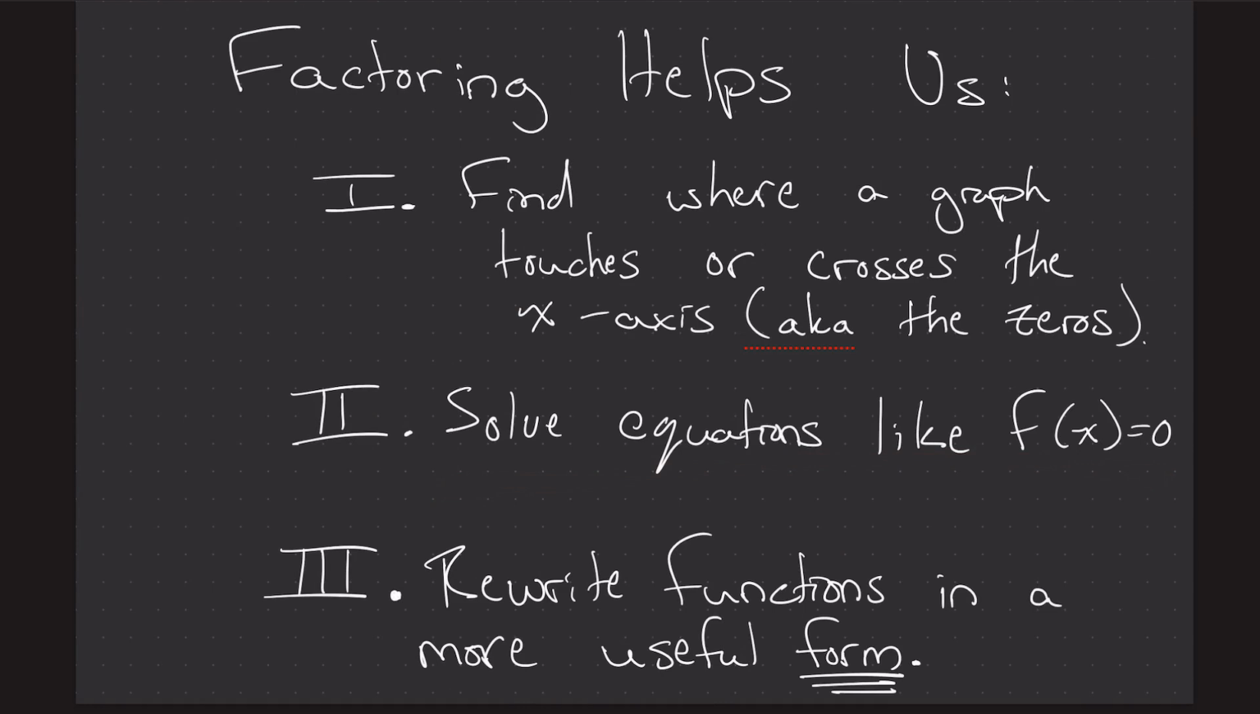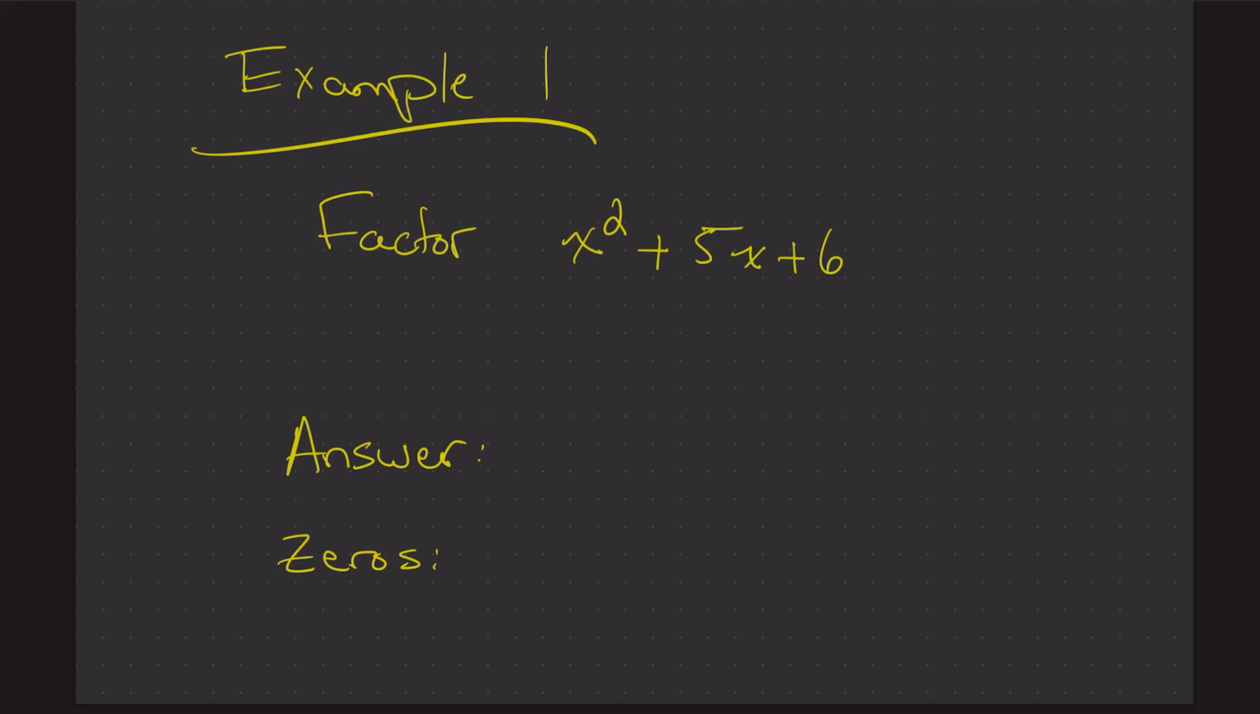So if this is f of x equals 0, we are setting the function f of x equal to 0. We're not setting x equal to 0. This is going to be our 0. And we're going to be able to use factoring to help us rewrite functions in a more useful form. We factor when the expression is set equal to 0 or when we want to understand the shape or behavior of a graph. We can understand the shape or behavior of a graph by finding the zeros and allowing that to help us plot the graph.